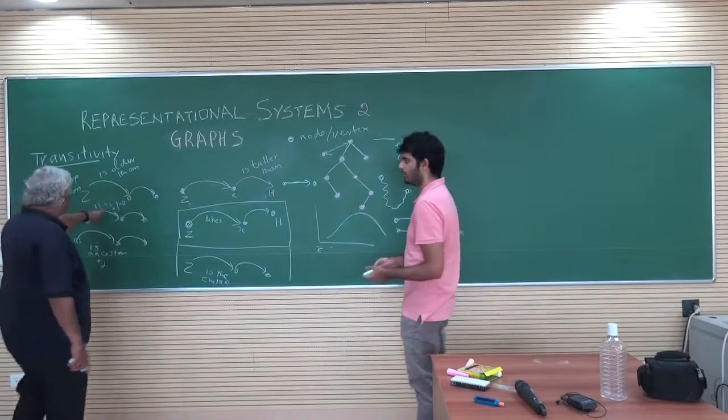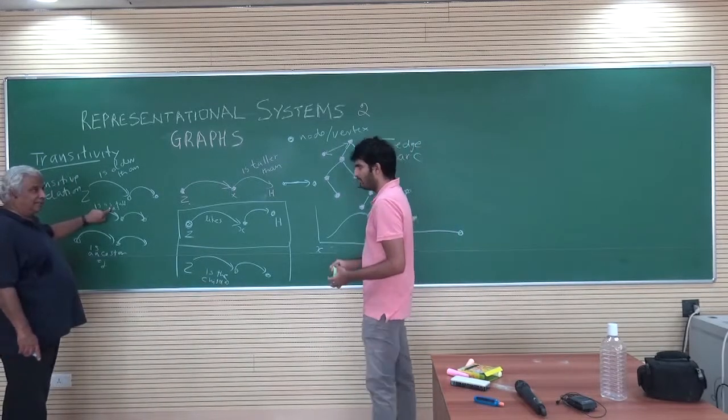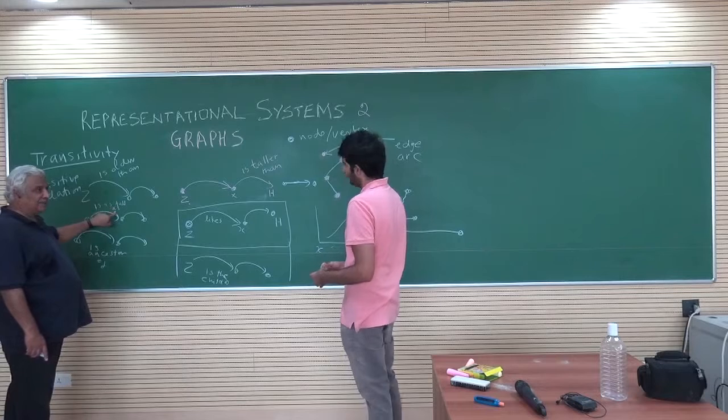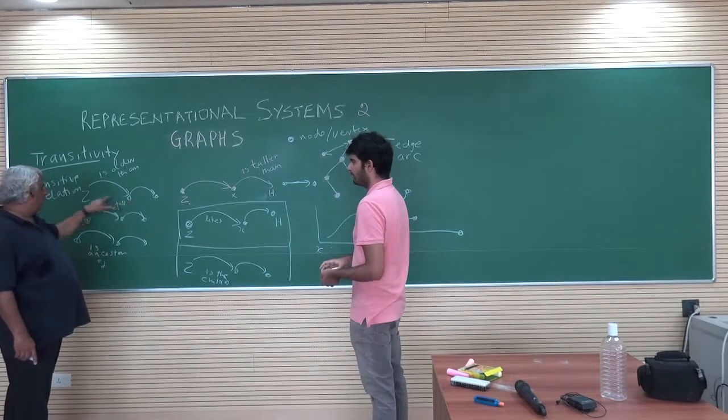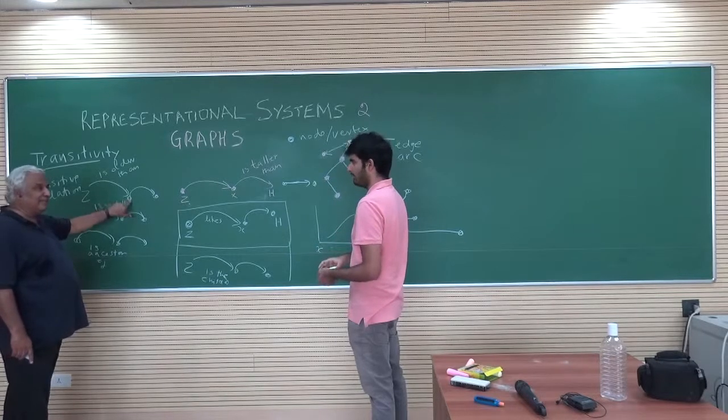So, for example, "is as tall as." It will be in both directions. If Zam is as tall as Zina, then Zina is as tall as Zam.